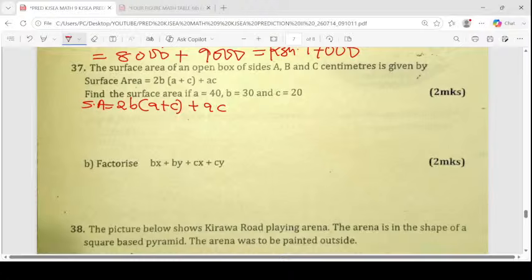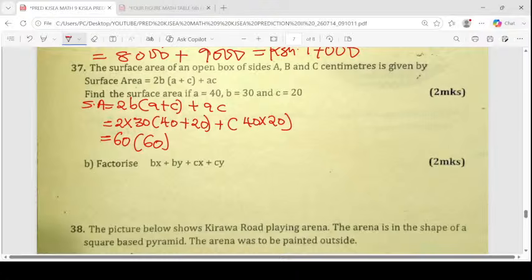Is it plus or minus? Yes, plus ac. So this will be 2b is 2 times b, which is 30, into a plus c. What's a? That is 40 plus c, which is 20. Then now plus ac, a is 40 times c 20. So this will be 60 into 40 plus 20. This is 60. Again plus 40 times 20.